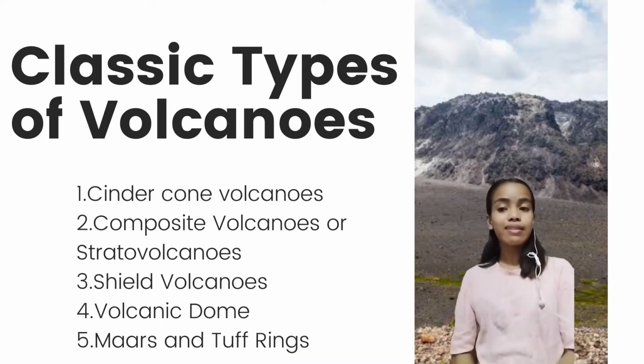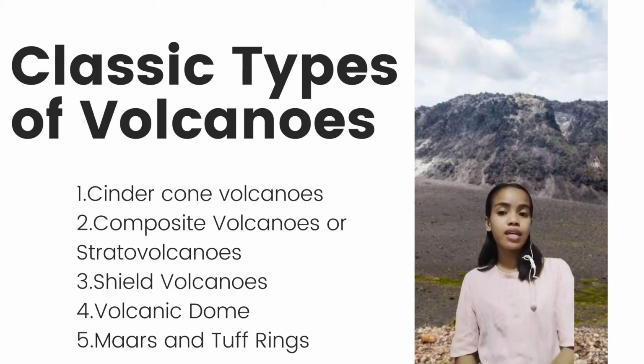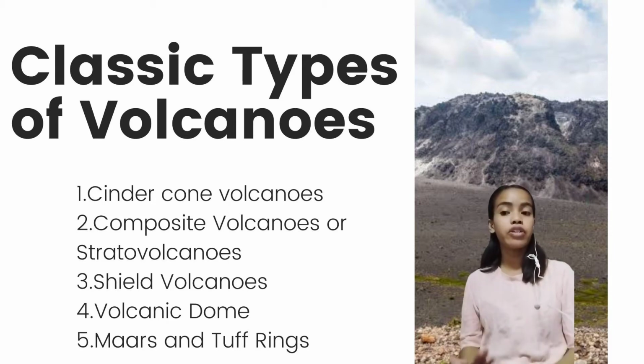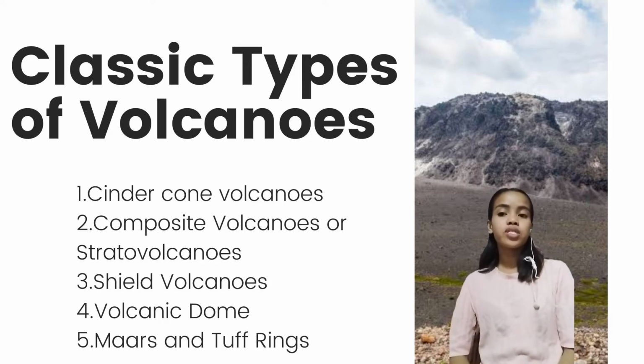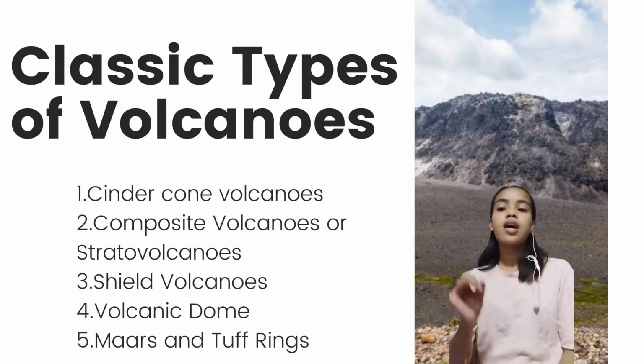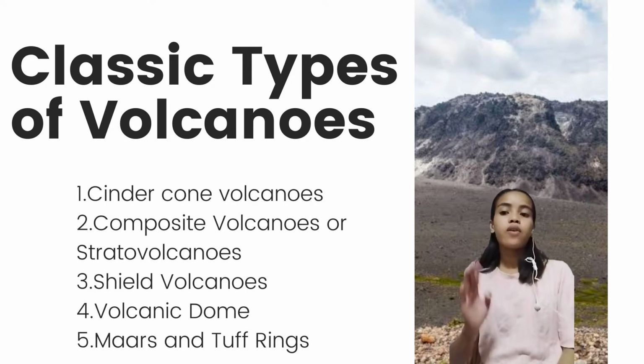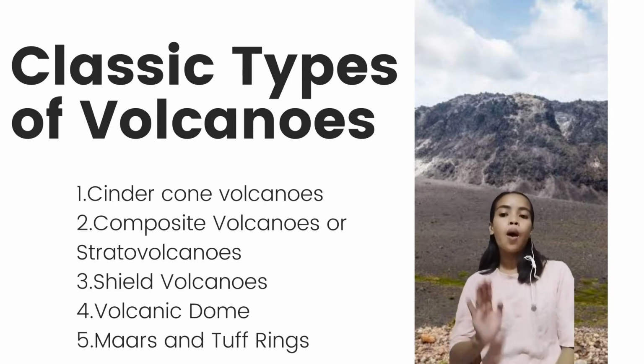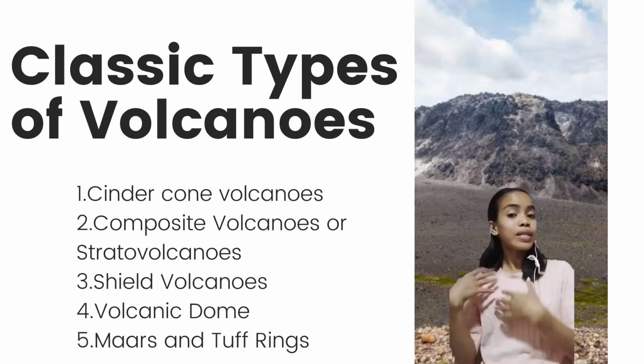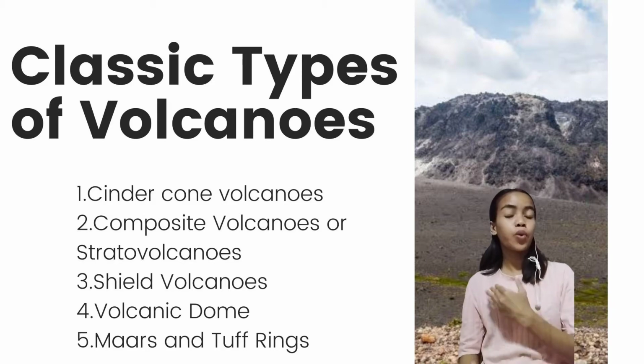Alright, next let us proceed to the classic types of volcanoes. We have here the five classic types of volcanoes. First, the cinder cone volcanoes, then composite volcanoes or stratovolcanoes, shield volcanoes, volcanic dome, and maars and tuff rings. So let us discuss this one by one.